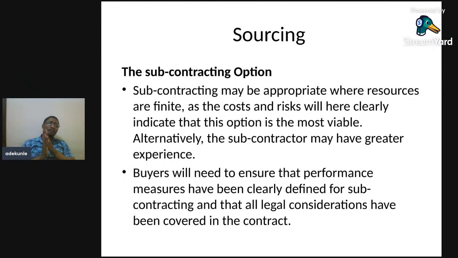Then you have what we call subcontracting. We have different options when sourcing a product, especially when you're making a contract. Subcontracting may be appropriate where resources are finite, as the cost and risk clearly indicate that this option is the most viable. Alternatively, the subcontractor may have greater experience. So buyers will need to ensure that the performance measures have been clearly defined for subcontracting, and all legal considerations are covered before you actually go into contracts.